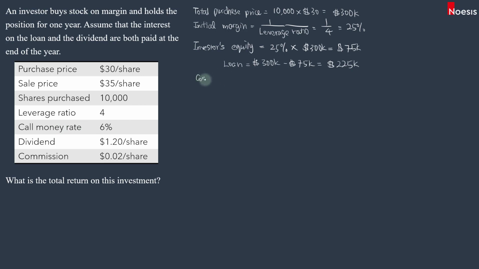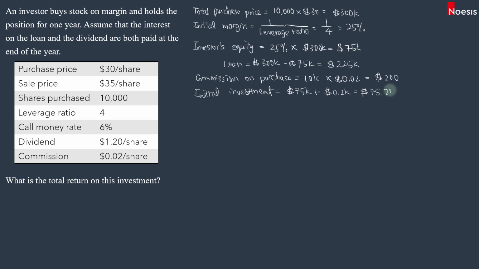Now there is a commission on the purchase. The commission on the purchase is 2 cents a share. So for 10,000 shares, that's 10,000 times 2 cents a share, so that's $200. Now the total initial investment today will be the investor's equity, which is 75,000, plus the commission of $200, or 0.2 thousand. So that will be 75,200. So we'll leave it at this point, and then we'll fast forward to 1 year later, which is the end of the holding period.